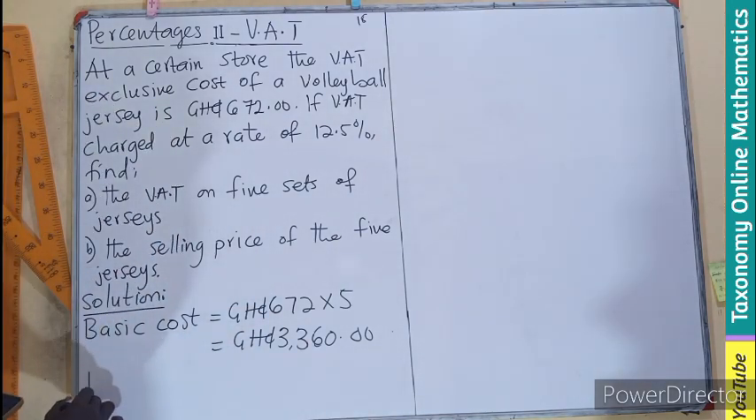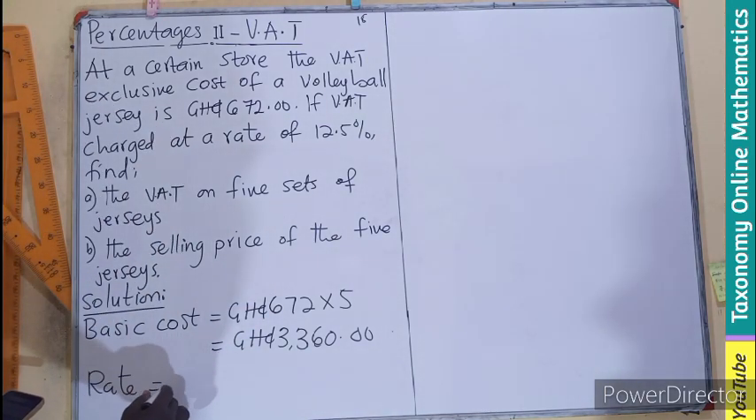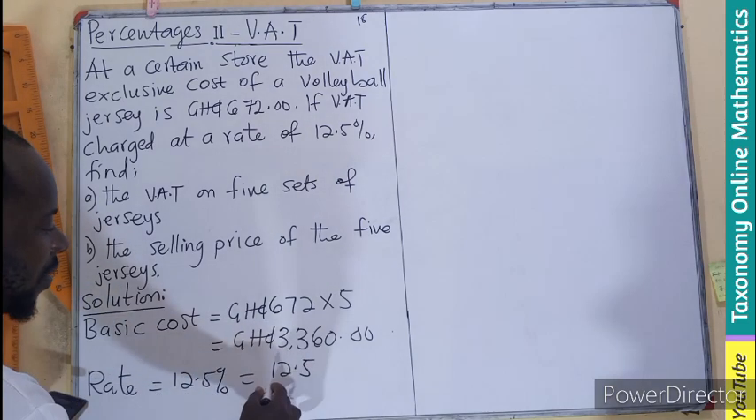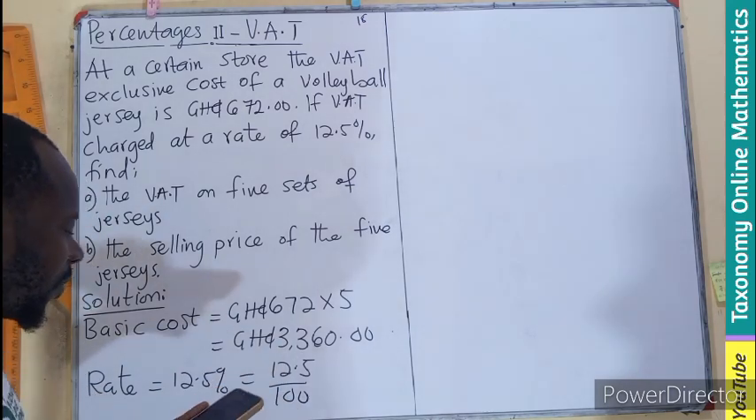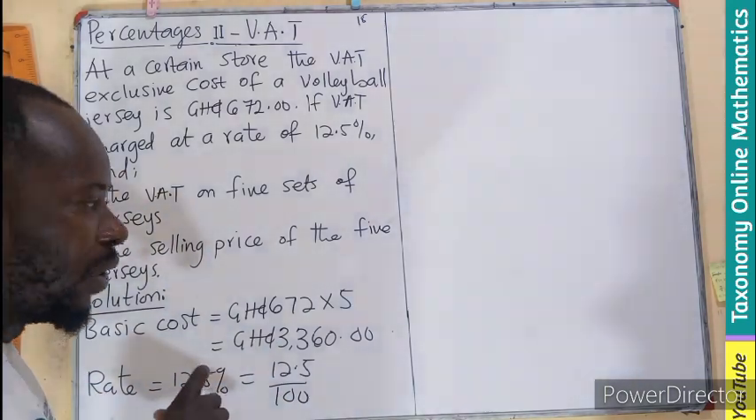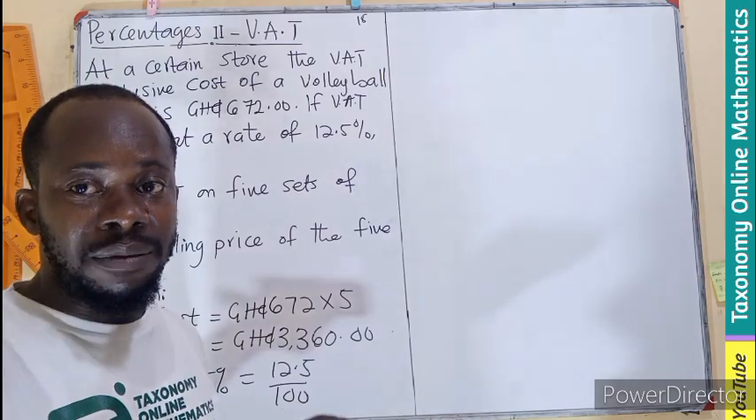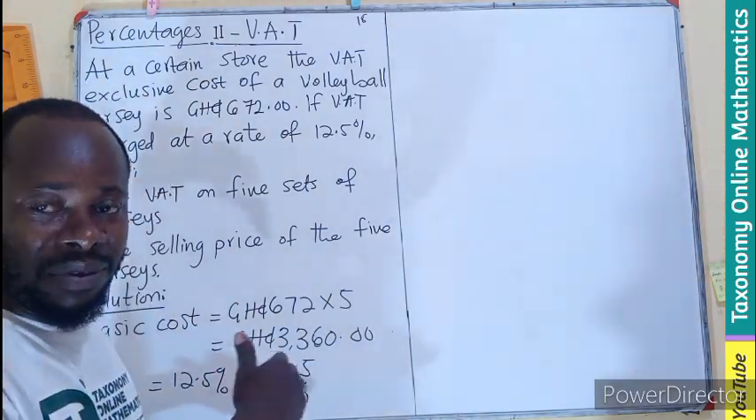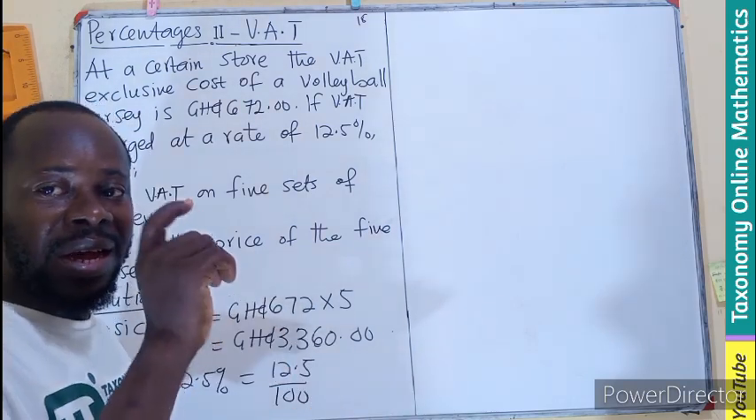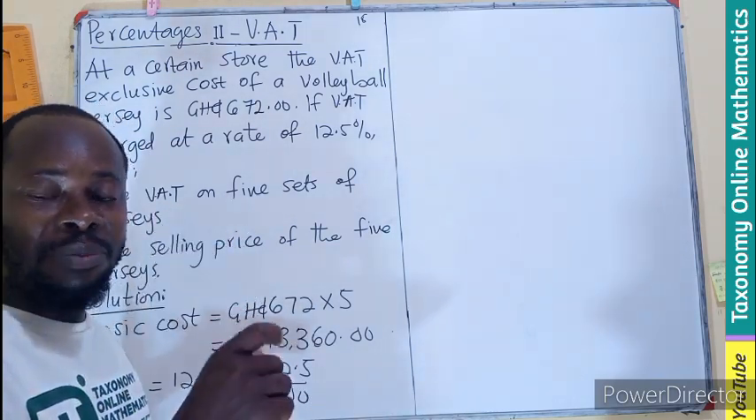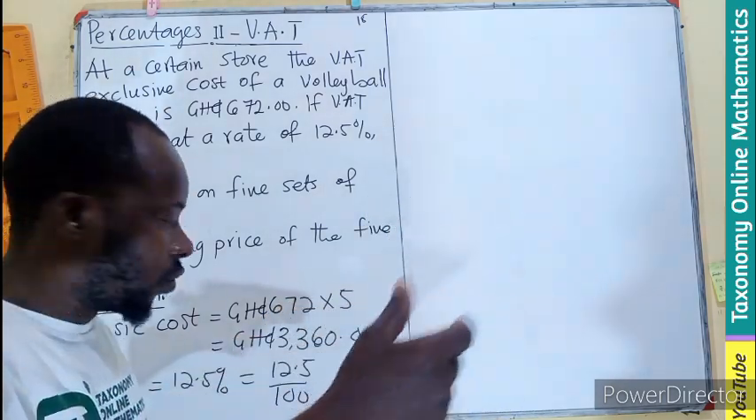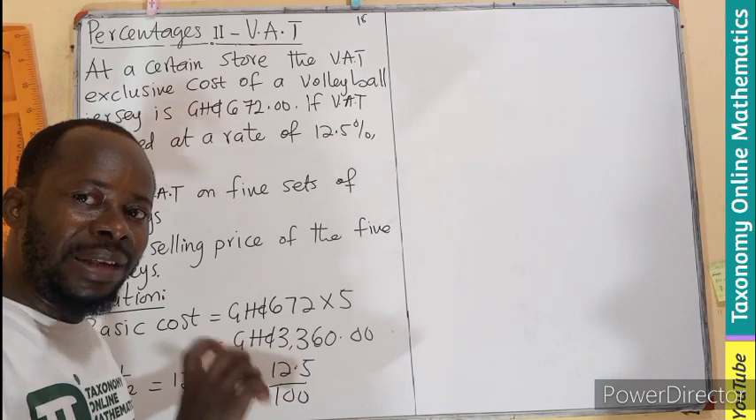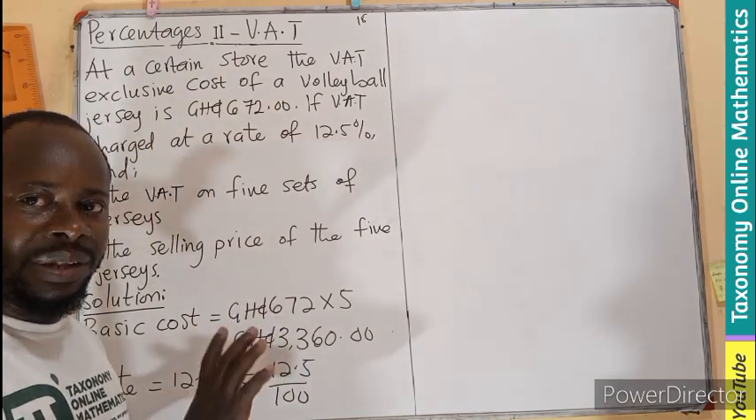So if this is the cost, we can say that the rate is going to be 12.5%, which is 12.5 divided by 100. Now, even though we multiplied the basic cost by 5 to arrive at the total, we cannot multiply the rate by 5 in order to expand the rate. The rate is just 12.5% on any basic cost. So in this case, our basic cost is 3,360. We maintain that, leaving the rate untouched.